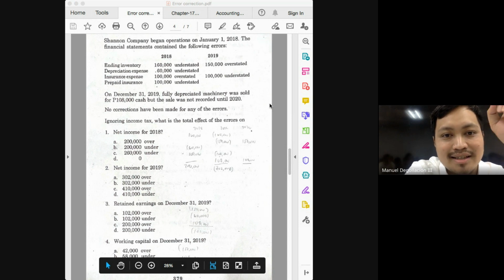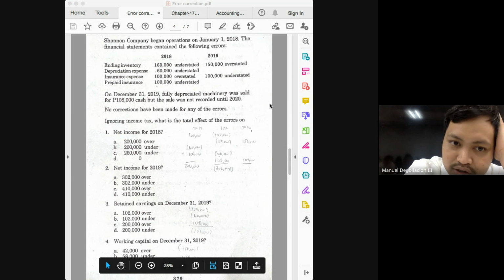Ending inventory is understated. Ending inventory is to be deducted to your TIGAS. So if the amount deducted to your TIGAS is understated, the resulting cost of goods sold would be overstated. So if your cost of goods sold is overstated, then your net income must be understated. Okay, and how do you correct an understatement, class? Add. So we have to take note how to correct the misstatements because we are now asked for the corrected income.